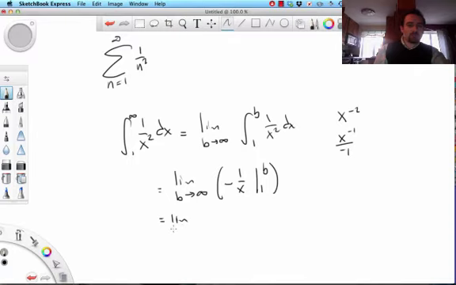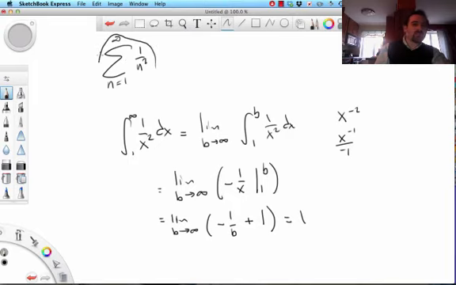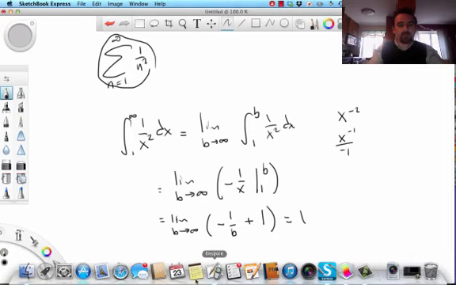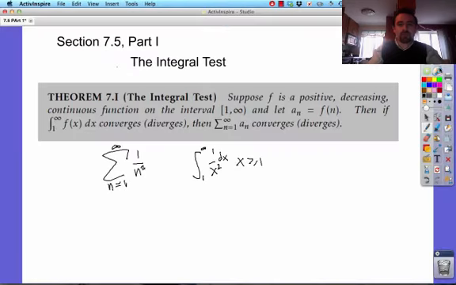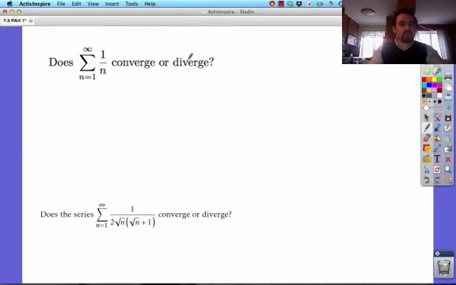So the limit as b goes to infinity of, putting in b, we get negative 1 over b plus 1. So this goes to 1. Since the integral converges to the number 1, the sum converges. We don't know what it converges to, but we know it converges. Very nice.